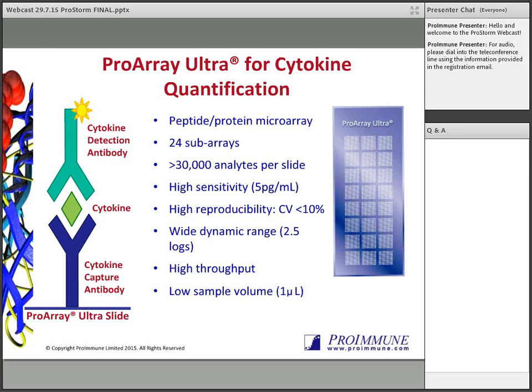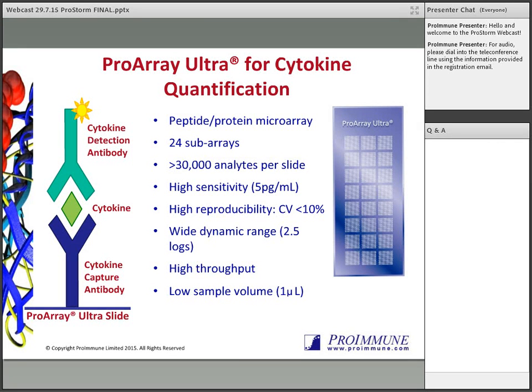So it's essentially set up as a miniaturized ELISA, where we print a cytokine capture antibody onto each of the subarrays, and then that's followed by the plasma sample or a standard curve sample containing the recombinant cytokine. Then followed by the second layer, which is the cytokine detection antibody containing a fluorescent detection label.